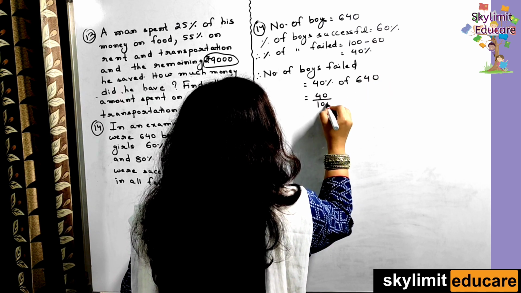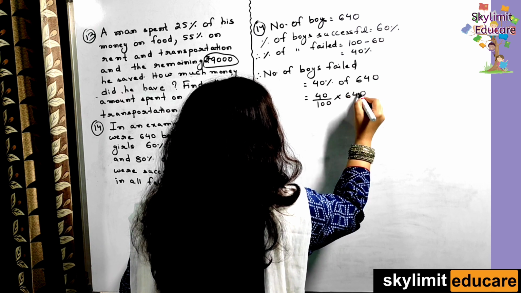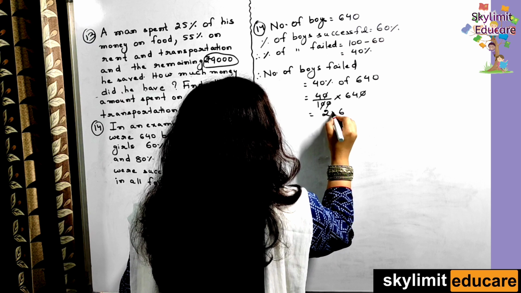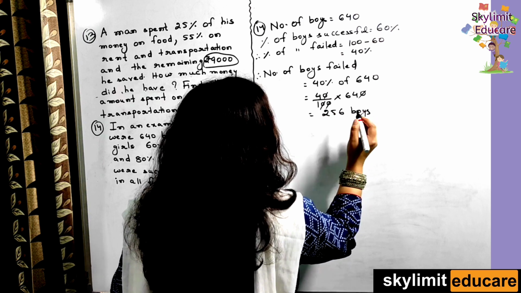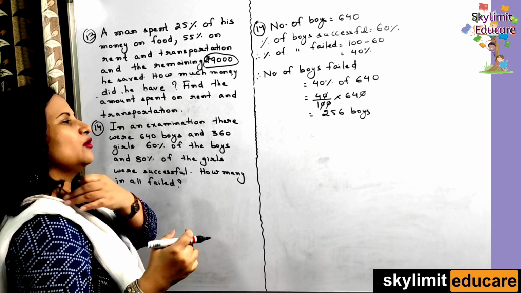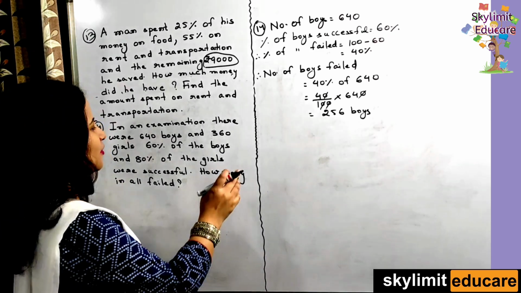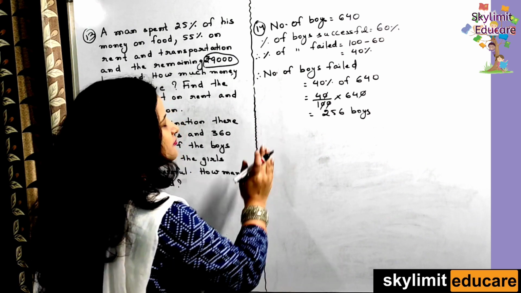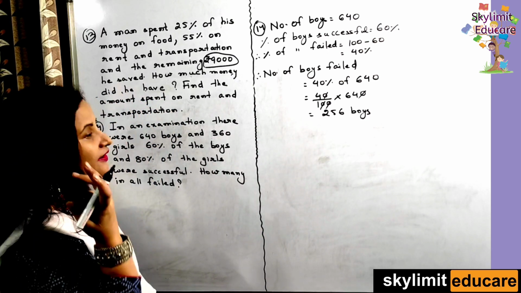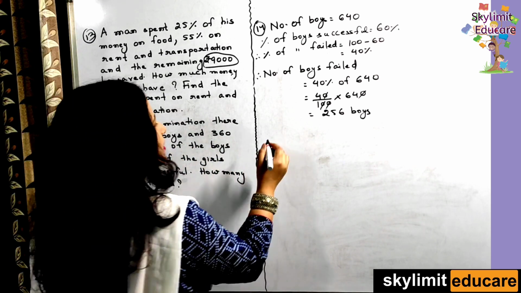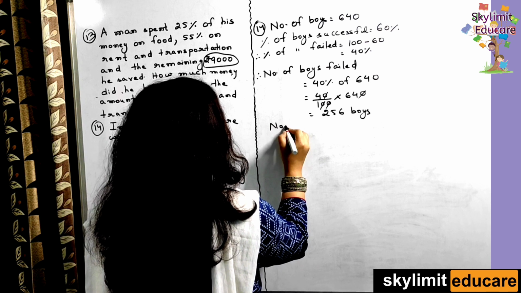40 by 100 multiplied by 640. So that means 256 boys out of 640 boys failed, and the rest have passed. Clear? Because we are going to find out here how many in all failed. So we have just found out the number of boys failed. Now we'll find out the number of girls failed, right? What is the total number of girls? 360 girls appeared in the exam.